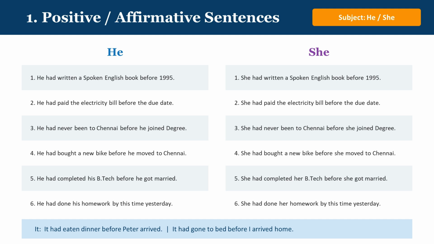With she, the sentences follow the same pattern. For example, she had written a spoken English book before 1995. She had completed her B.Tech before she got married. Notice that the only change is the subject and the possessive pronoun. His becomes her, and he becomes she. The word had and the verb form remain the same. For it we can say, it had eaten dinner before Peter arrived. Or it had gone to bed before I arrived home.